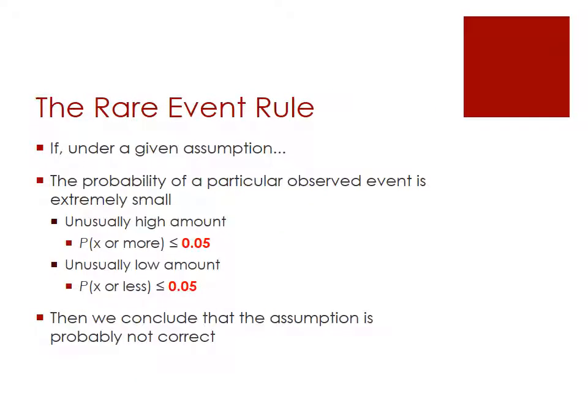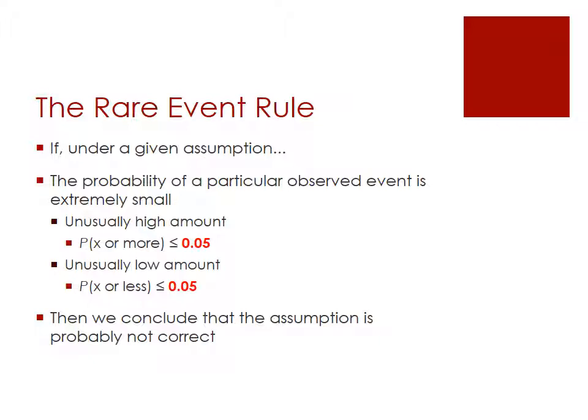Okay, so after we've wrapped up our attention to terminology, being cautious about misusing the language as we move from statistics back into communicating it with others, let's move back into looking at how we're going to use statistics. If we're using probability theory, we apply the rare event rule. If under a given assumption the probability of a particular observed event is extremely small, then we conclude that assumption is probably not correct.